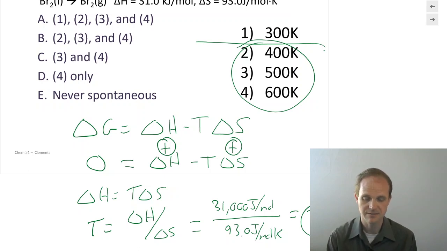Because my T term is going to go to 0, my delta H is going to be positive. So at very low temperatures, I have a positive delta G, and that's going to be non-spontaneous. What about at very, very high temperatures, like say 1,000,000 Kelvin?